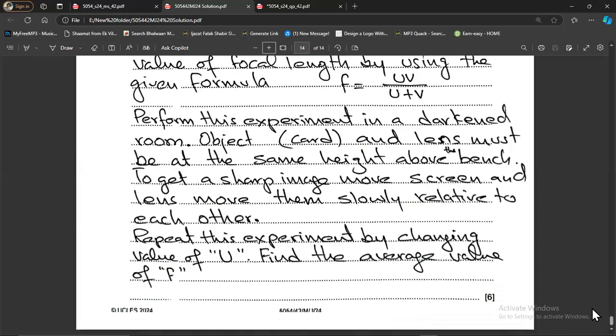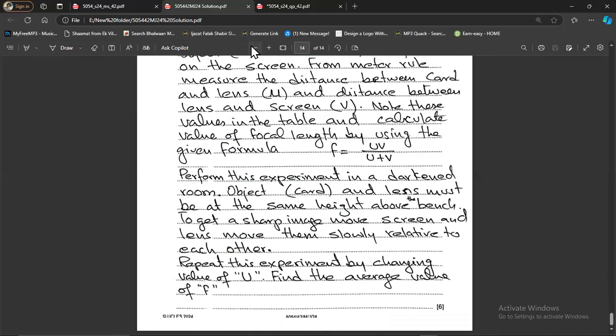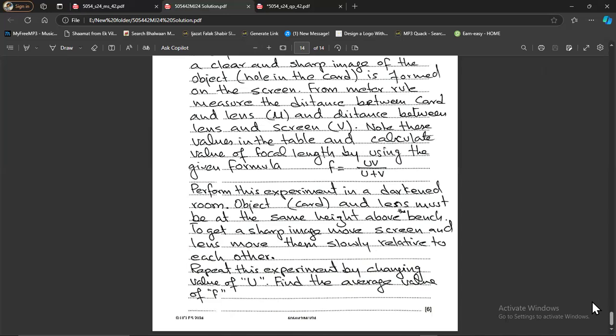Then, how you can improve this experiment. You should perform this experiment in a darkened room. Objects, cards, and lenses must be at the same height above the bench. To get a sharp image, move screen and lens slowly relative to each other. Repeat this experiment by changing the value of the U. Find the average value of the F. When you find 2, 3, 4 values of the F, just take their average, and this is how this is done.